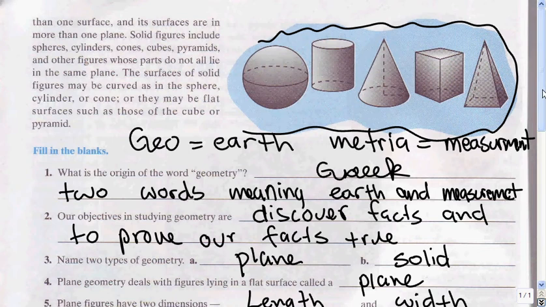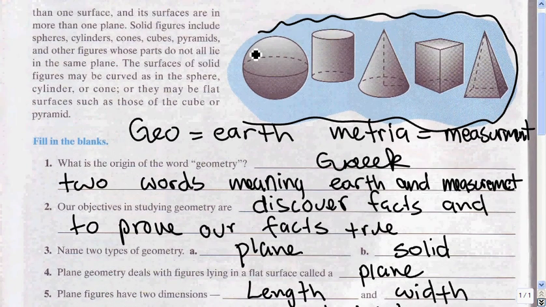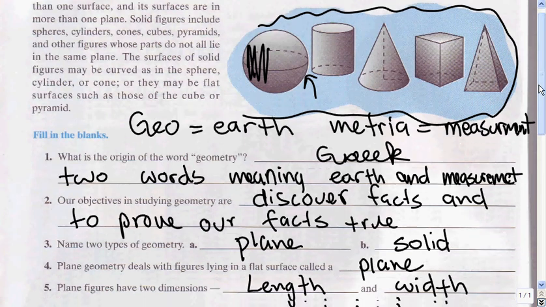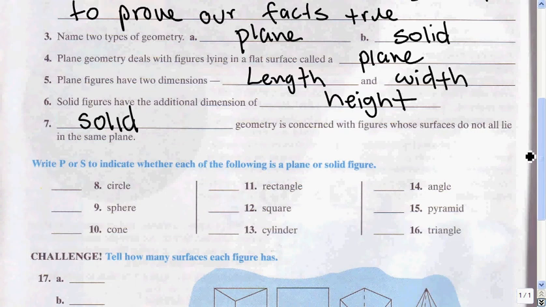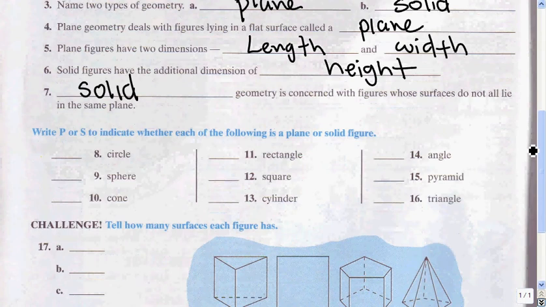So solid geometry is concerned with figures whose surfaces do not lie on the same plane. The front of this sphere here is not on the same plane as the back of the sphere. The back of the sphere is on another plane. It's not flat. That's the best way I can explain it to you. If you need more explanation, come talk to me in class, and I'll give you some more information about the difference between solid geometry and plane geometry.